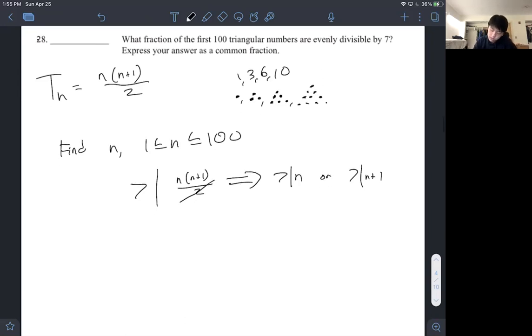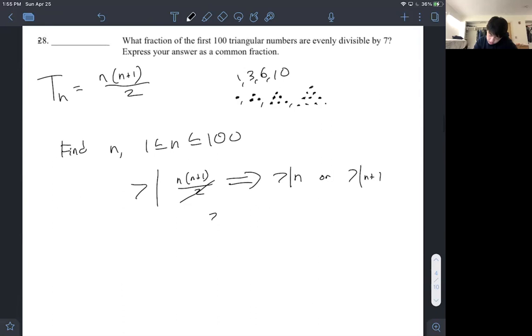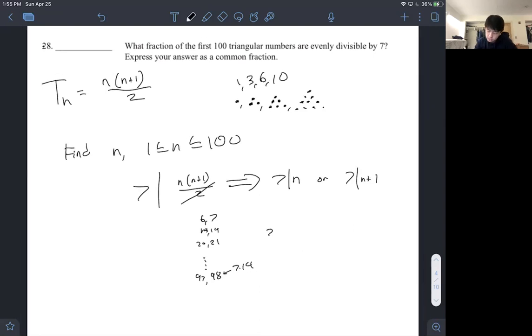And so we can just find the values now. So it's 6, 7, 13, 14, 20, 21, all the way up to 97, 98. This is 7 times 14. And since this is 7 times 14, there's 14 rows, and therefore there's a total of 28 such triangular numbers. And then now we just find the probability, which is 28 over 100, which equals 7 over 25.